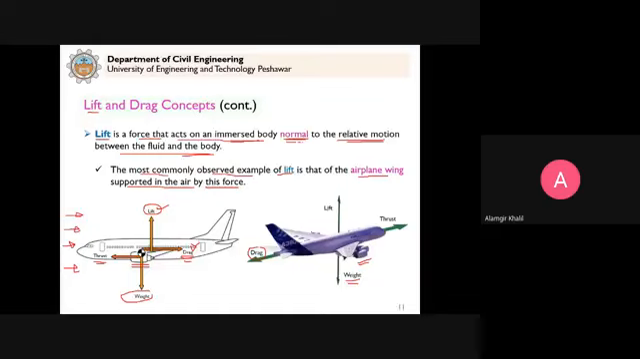And because of the motion of the aeroplane, on the wings this lift force will be developed, and this helps the aeroplane to fly through the air. So you can see here the important concept of the drag and lift forces, and that's why we are interested to calculate them. Clear?